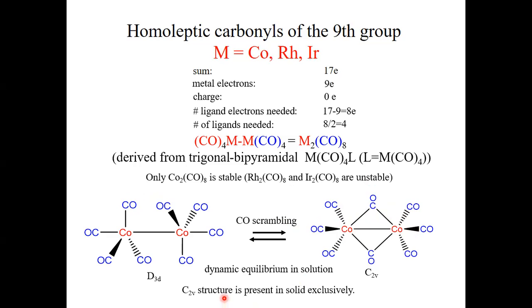All right. So this structure here, which belongs to C2V, as I said, is present in the solid state exclusively. That indicates that this structure here is actually even a little bit more stable than this structure. And we can explain this because here we have a coordination number of 6, while here we have only a coordination number of 4.